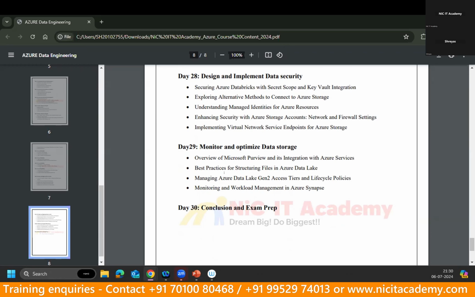Right, the best practices for structuring files in Azure Data Lake, managing Azure Data Lake Gen 2 access. We'll see what is Data Lake Gen 2 and a normal storage account. What is the difference between them? What I'm trying to tell here is that we're going to cover each and every topic in depth and details.